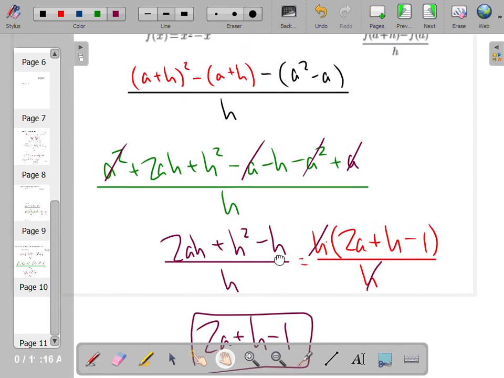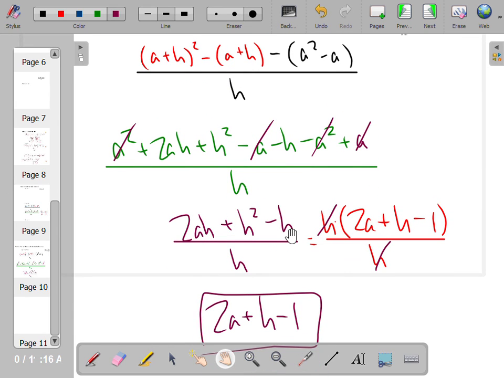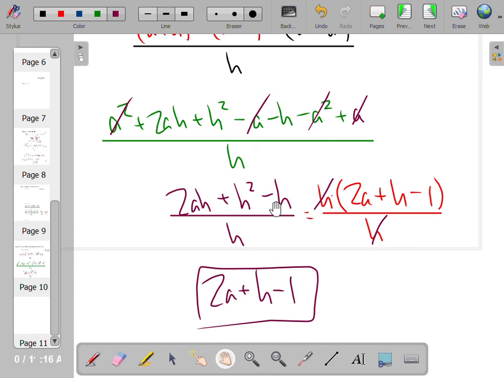So this is called the difference quotient, and it is just a long algebraic process that is extremely fundamental and important in calculus. Go ahead and try and finish the other ones.